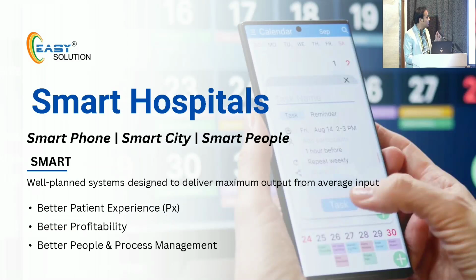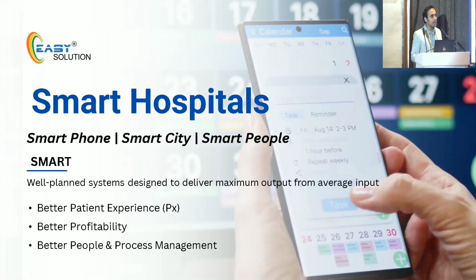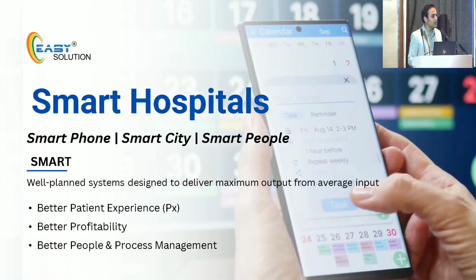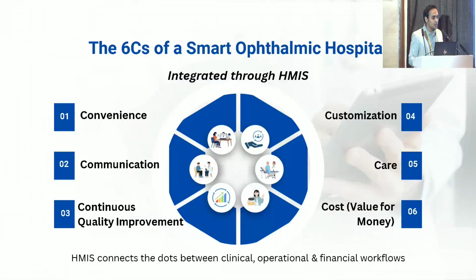So when we talk about smart, we have talked about smartphones, smart cities, smart people, but never spoken about smart hospitals. So what do we mean by smart hospitals? Smart hospitals are basically giving a better patient experience, better profitability to the hospitals, and better people and process management. So I will be talking about the 6 C's of a smart ophthalmic hospital: convenience, communication, continuous quality improvement, customization, care, and cost.